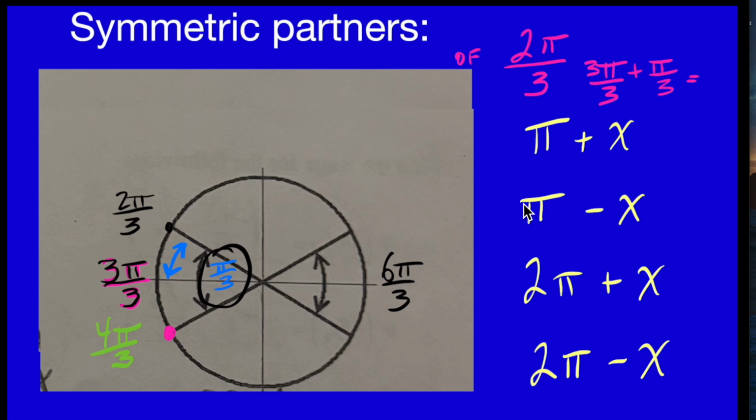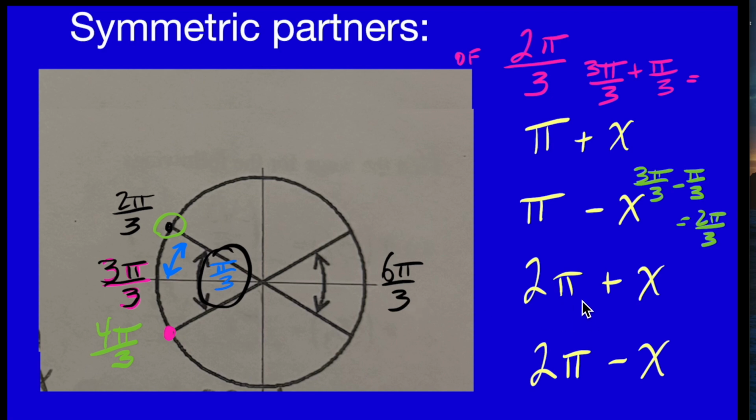Okay, next we're going to do pi minus x. So pi minus x would be 3 pi over 3 minus pi over 3, which would be 2 pi over 3. Folks, that's the original point. Okay, so it's not necessarily a symmetric partner.